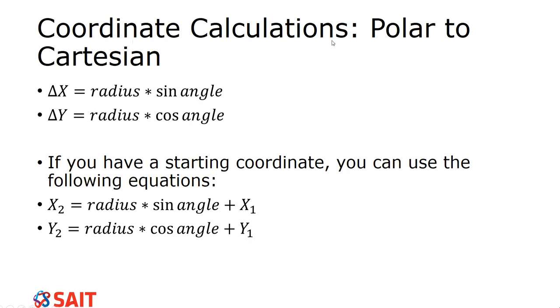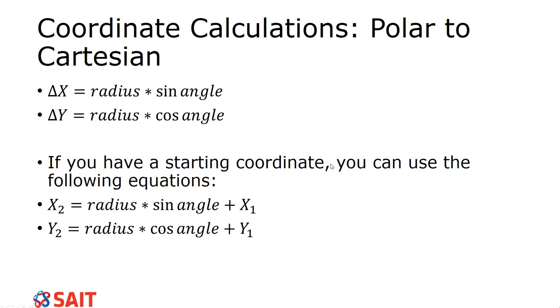Then we have the reverse, so we have coordinate calculations, and here we have polar to Cartesian. And so my change of x is my radius times the sine of the angle. My change of y is the radius times the cos of the angle. Again, remember that you are going from the y-axis. That is why it is opposite from what you have been taught before.